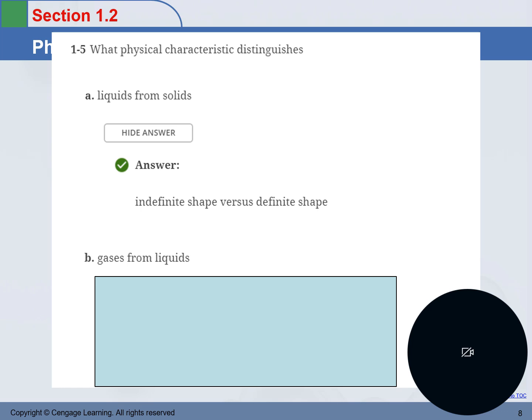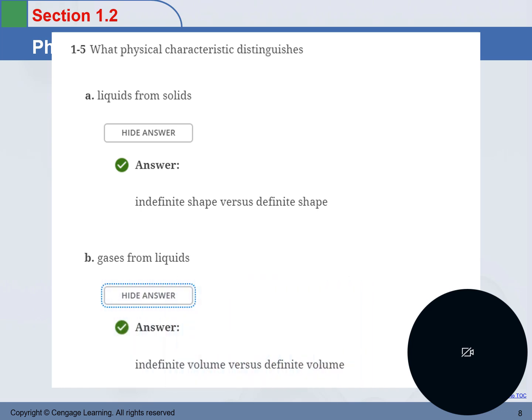What physical characteristic distinguishes a liquid from a solid? Hopefully you would go back and review those if you weren't sure, but liquids have an indefinite shape, while solids have a definite shape. Similar questions between gases and liquids, and after going back and reviewing their characteristics, gases have an indefinite volume while liquids have a definite volume.